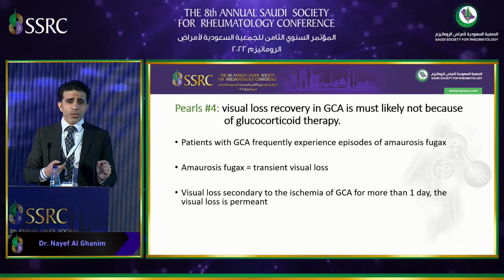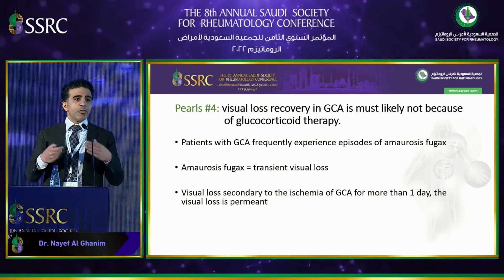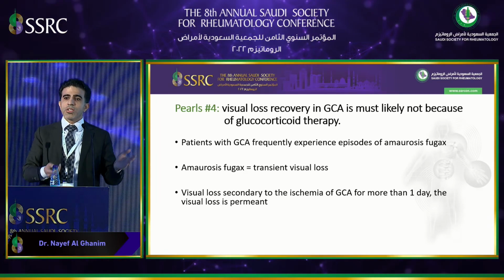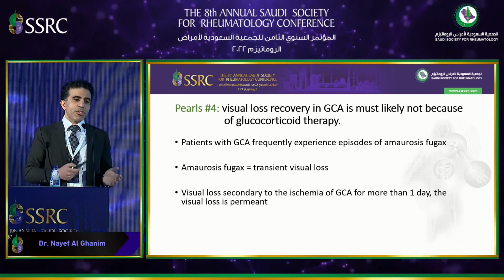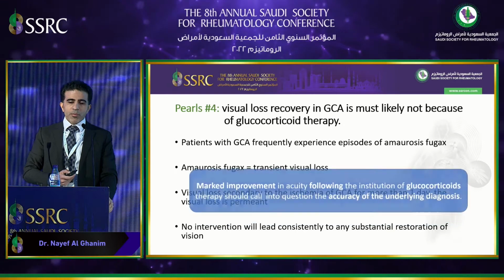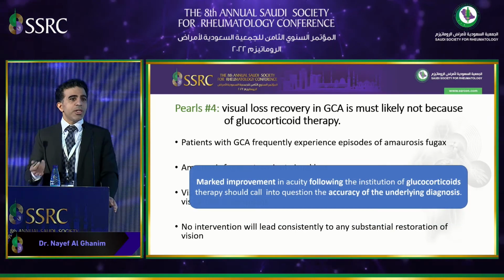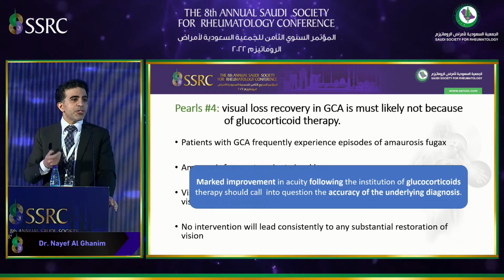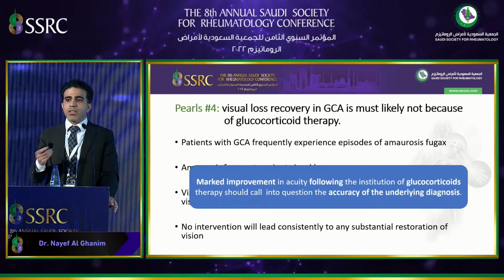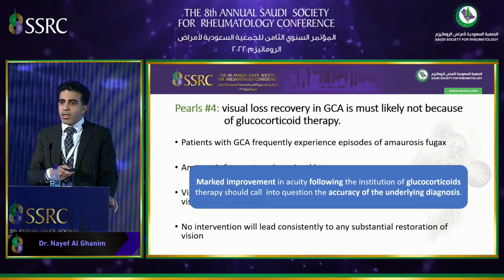So why do we give a steroid? We give a steroid to treat the patient's symptoms and to prevent complications of giant cell arteritis, which are ischemic stroke or ischemic visual loss. And if you have a patient with giant cell arteritis that has visual loss for a few days and you give them a steroid and the patient recovers, then most likely they don't have giant cell arteritis. You have to rethink the diagnosis again.